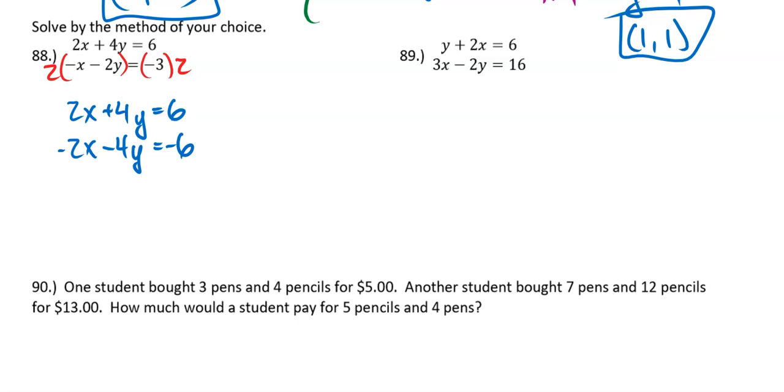Now I can add these up. Here I get a 0. The y's also cancel, so collectively I get 0 on this side. On the other side, I also get 6 plus negative 6, which is 0. And so this is one of our special cases. I have 0 equals 0. That's a true statement, which means this is infinite solutions.